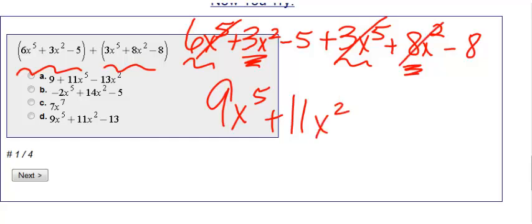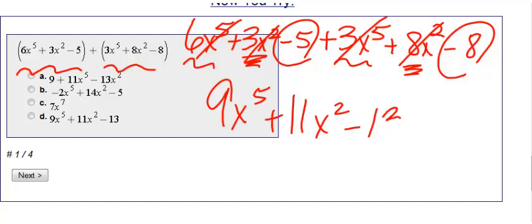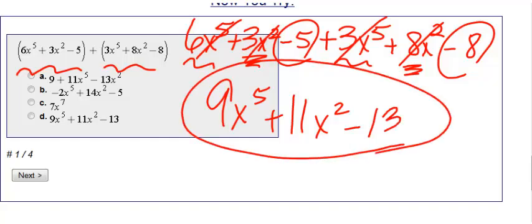Those are done. And lastly, a negative 5 and a negative 8. Negative 5 and a negative 8 give me a negative 13. We can't combine that any farther, so 9x to the fifth plus 11x squared minus 13 is my answer.